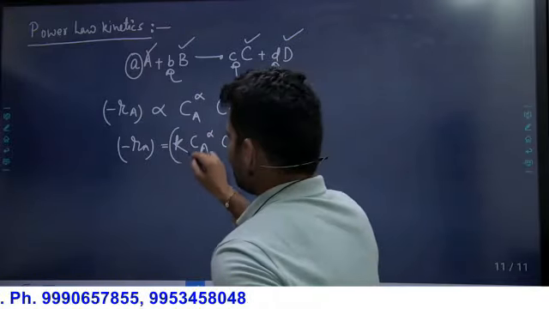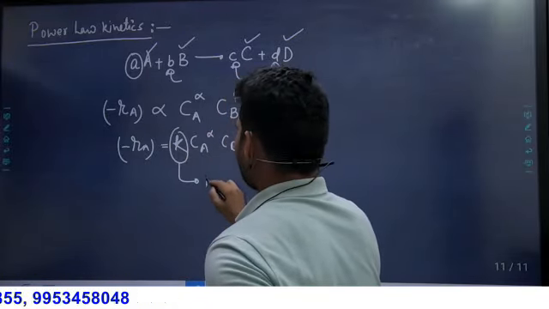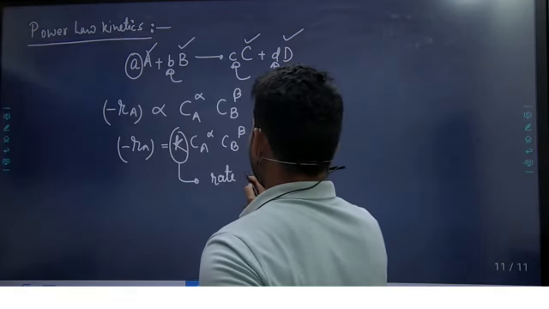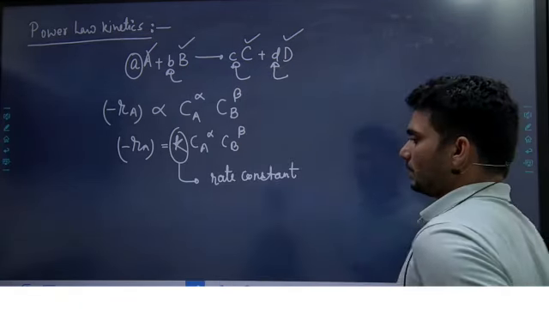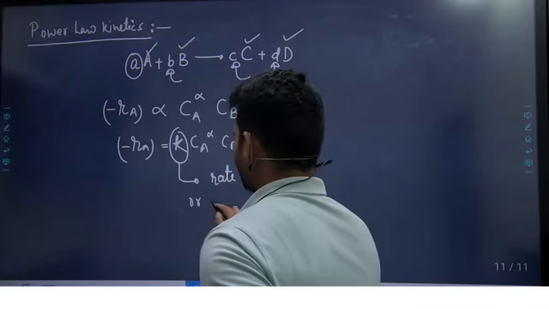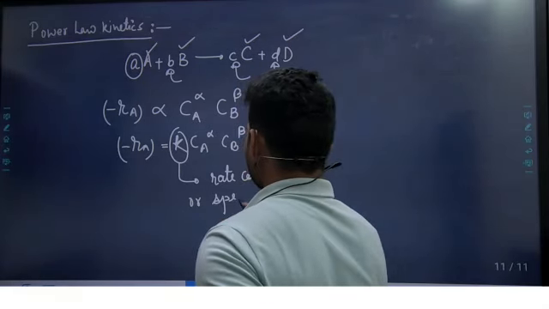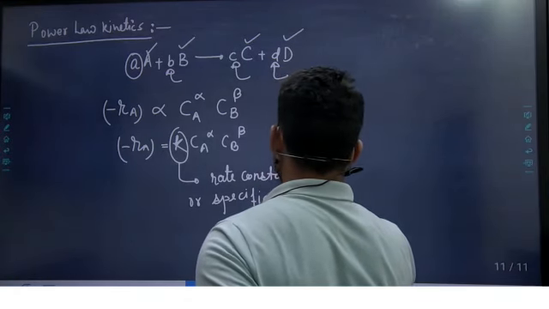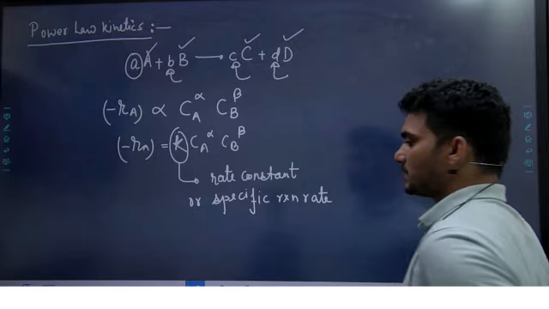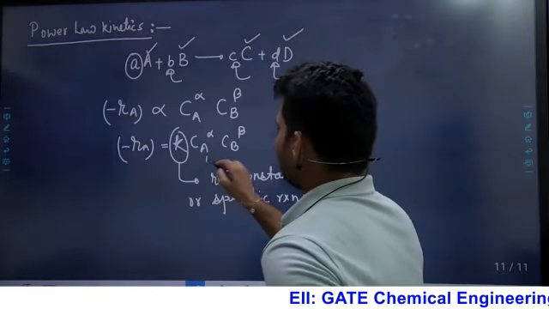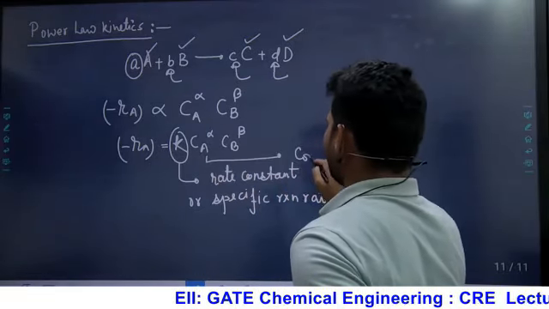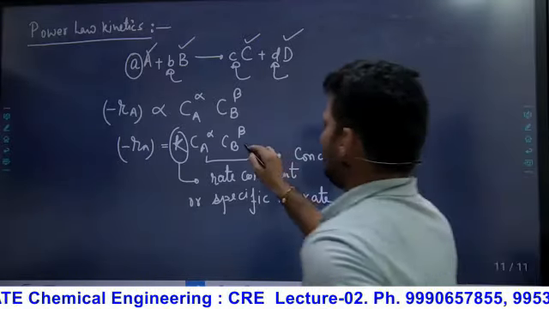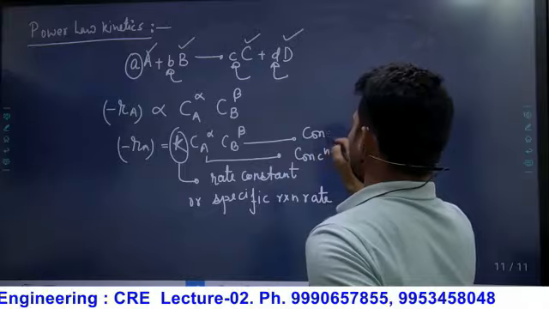k is what? That is called the rate constant. Rate constant. Or it is called the specific reaction rate. Specific reaction rate. CA is what? That is the concentration of A. You know very well, concentration of A. CB is what? That is the concentration of B.